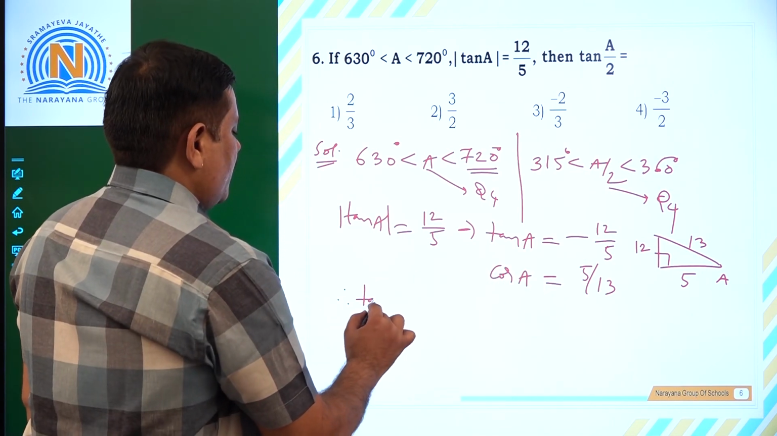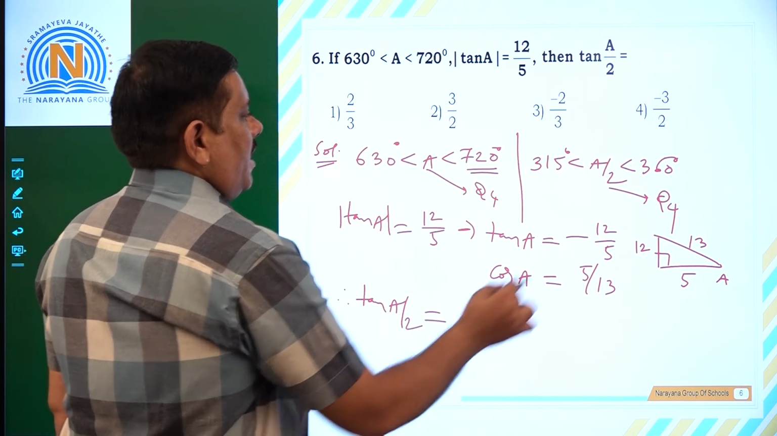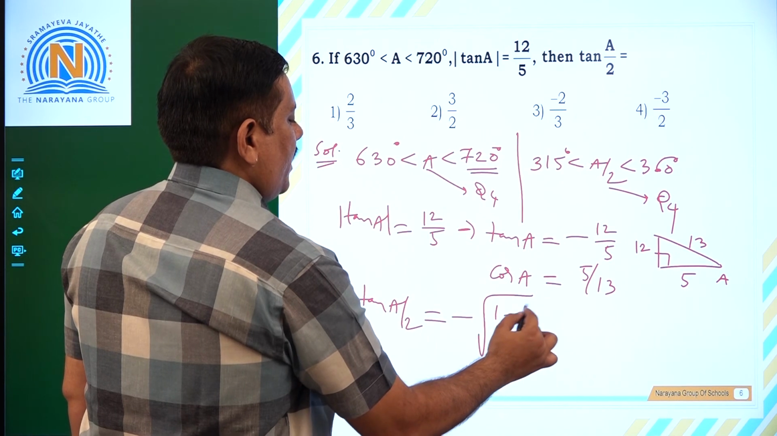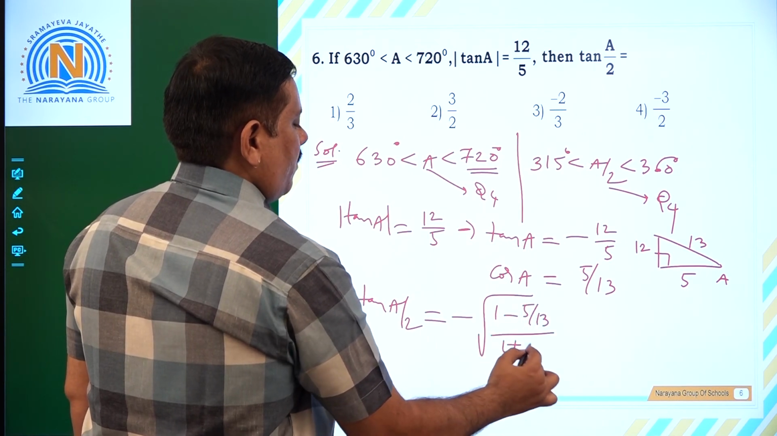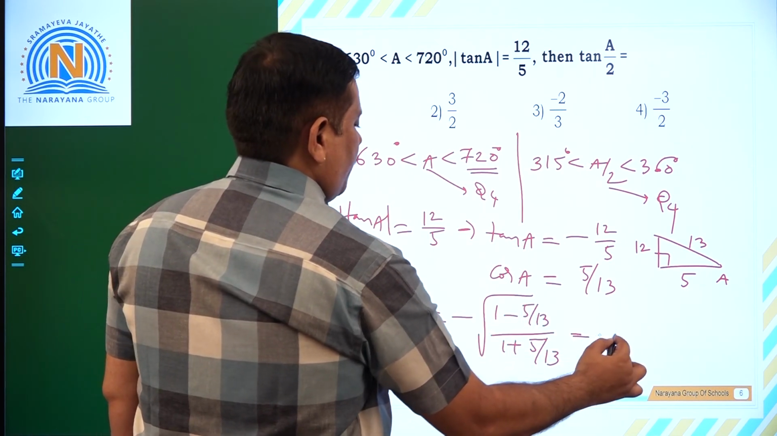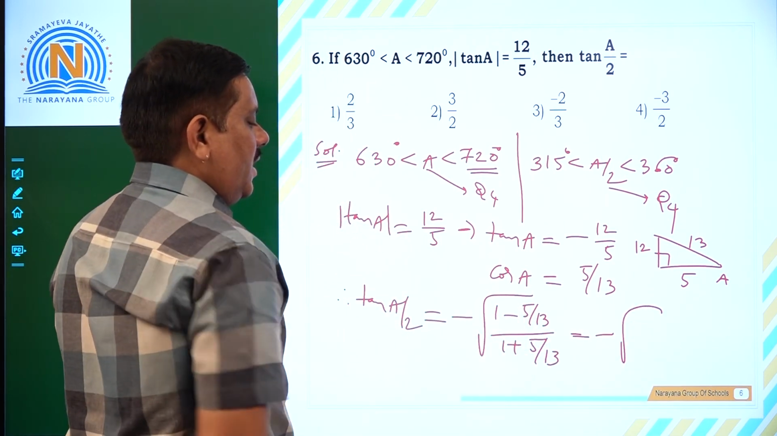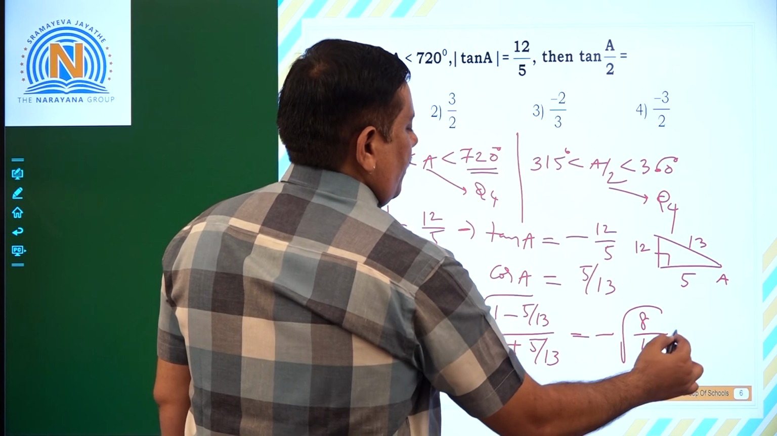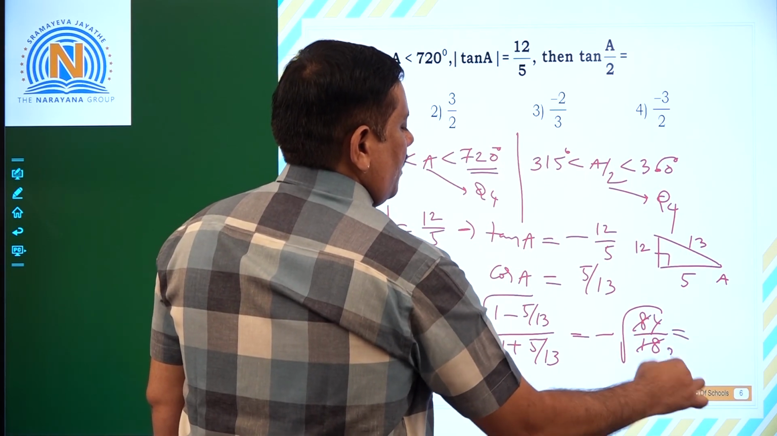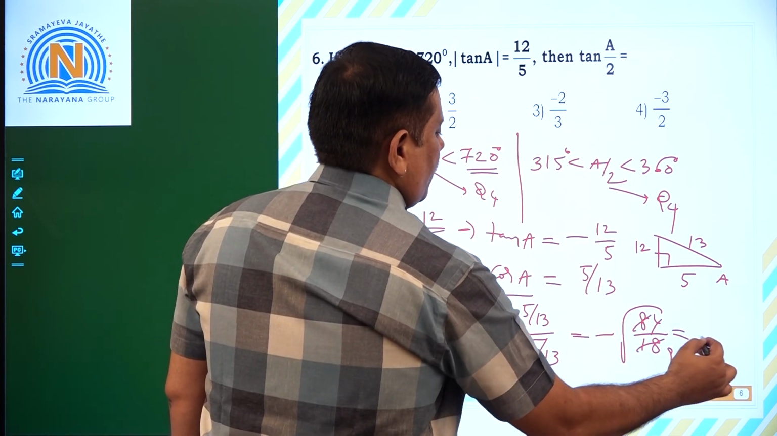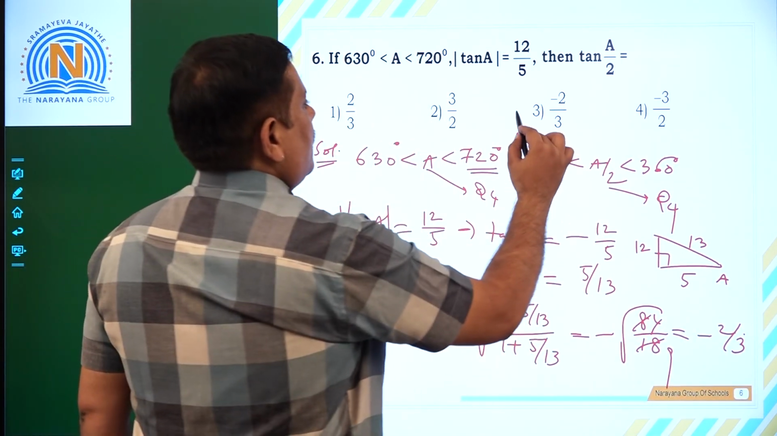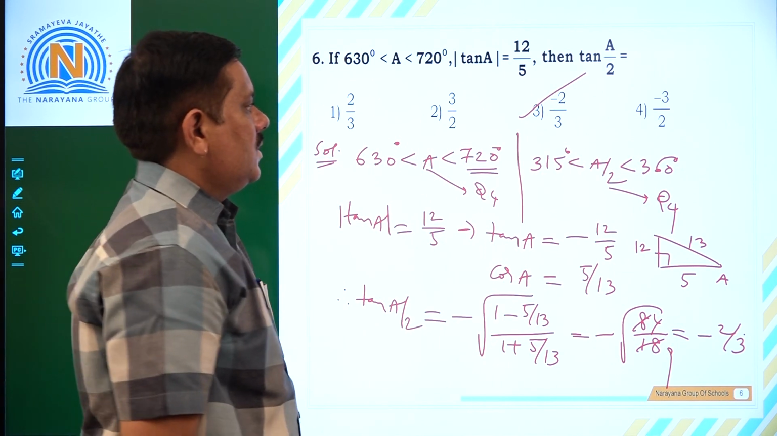Therefore tan A by 2 is given as, again A by 2 is in quadrant 4, so you get minus root over (1 minus cos A) by (1 plus cos A), that is (1 minus 5 by 13) by (1 plus 5 by 13). That is to be simplified: minus root over (13 minus 5) by (13 plus 5), that is 8 by 18, that is 4 times and 9 times. So that is nothing but minus 2 upon 3. Minus 2 upon 3 is the third option, so that is the right answer.